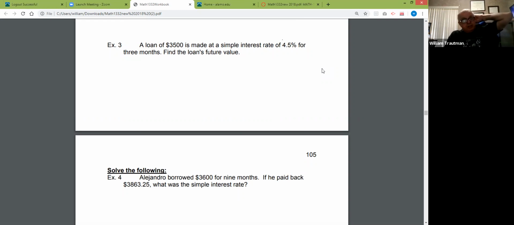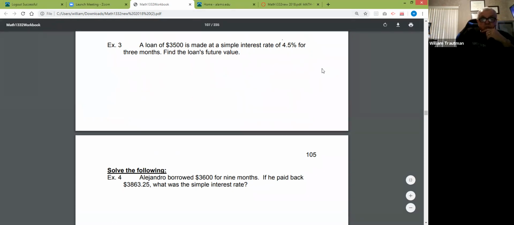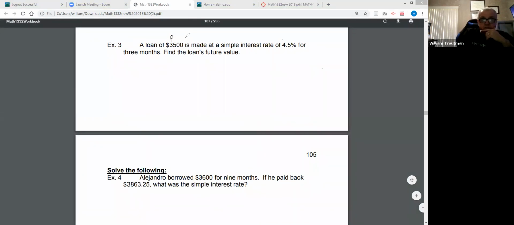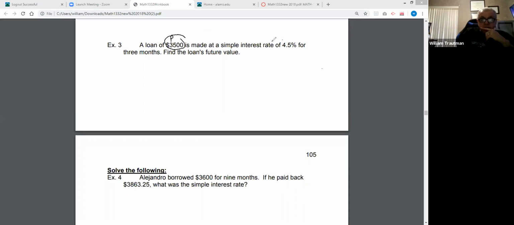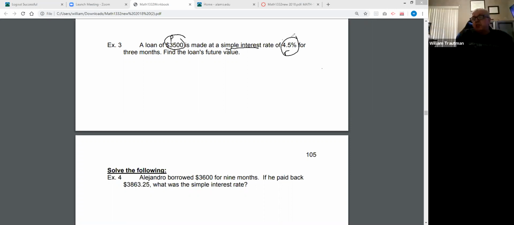Example 3. A loan for $3,500, that's our principal, our starting amount. And as soon as it says simple interest, we're going to use one of those 2 simple interest formulas. Does it really matter which one we use? Well, if you're going to find interest, then you use the one that says I equals. Now, we're going to use the other one this time.